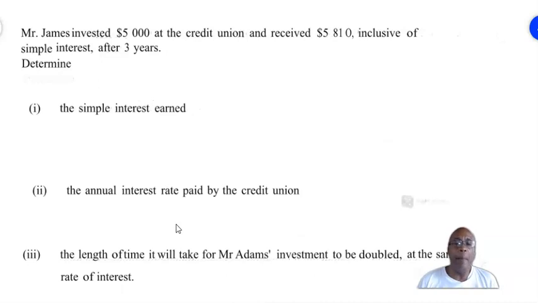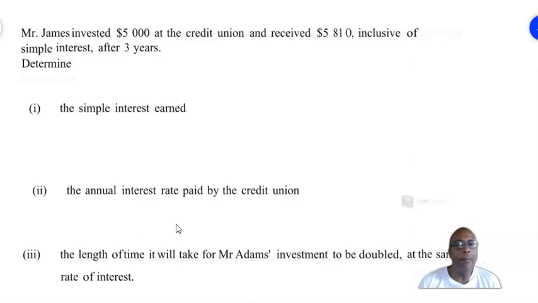So let's go on to an example of simple interest. Mr. James invested $5,000 at the credit union and received $5,810 inclusive of simple interest after 3 years. So that means after 3 years, he received the principal $5,000 plus the total interest after 3 years, and that amounted to, in all, $5,810. So the first question, determine the simple interest earned.